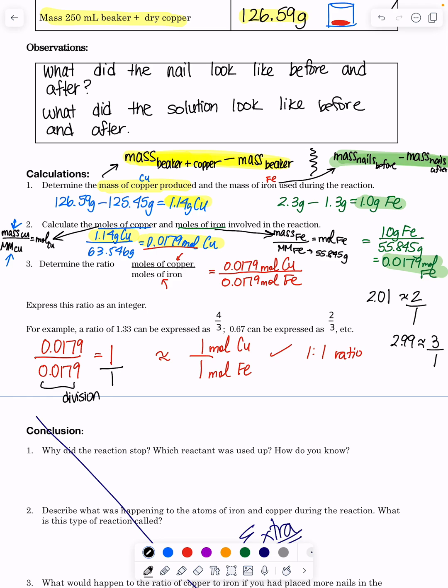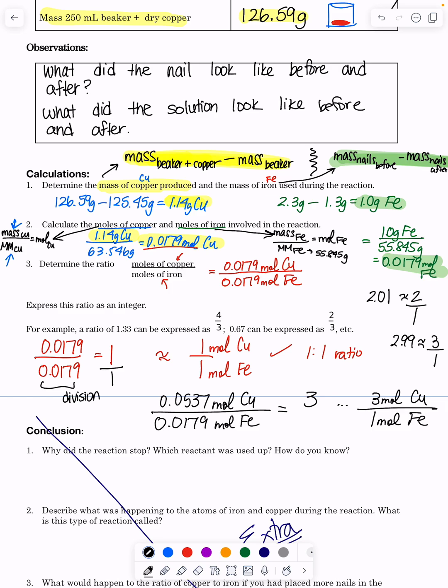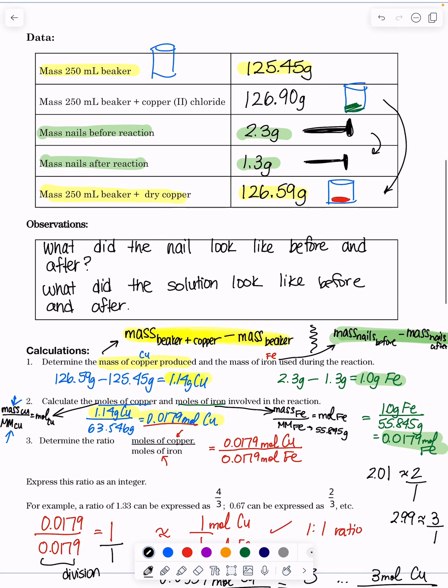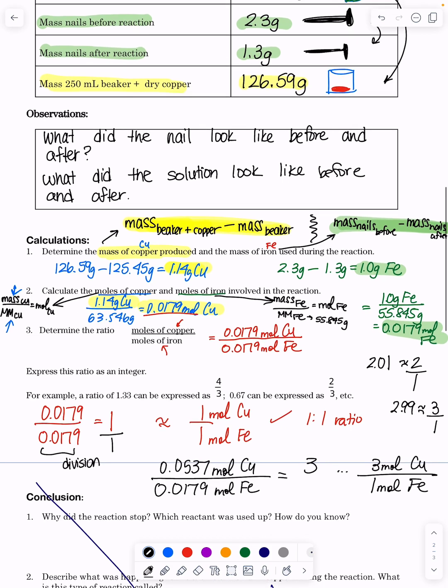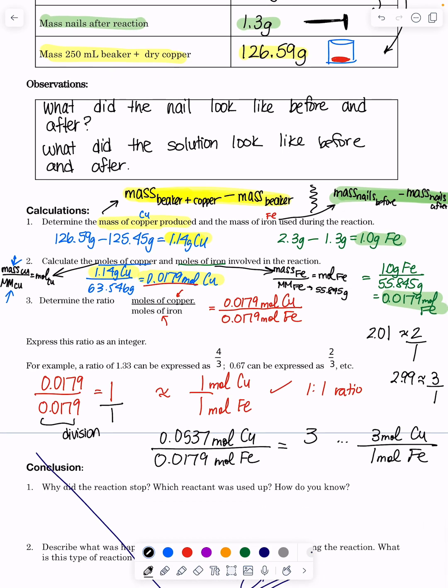This is just some extra help for you. Let's say instead I had 0.0537 moles of copper, and I divide that by the 0.0179 moles of iron. This number on a calculator is 3, which means there are 3 moles of copper for every 1 mole of iron. That is how you're going to answer the rest of calculation 3. So you are required to make sure that you have data, observations, and you have answered calculations 1 through 3.